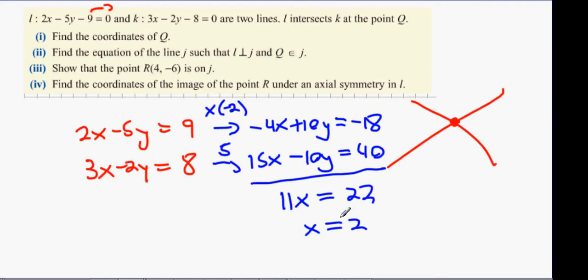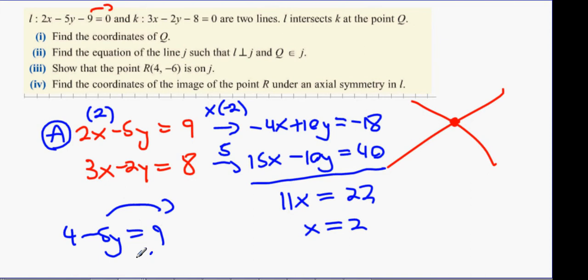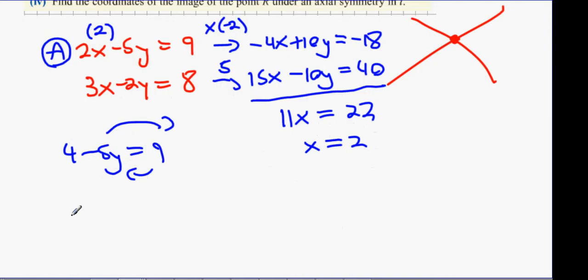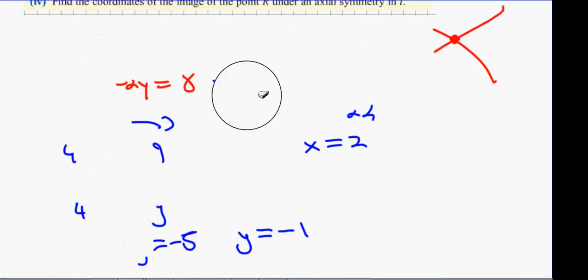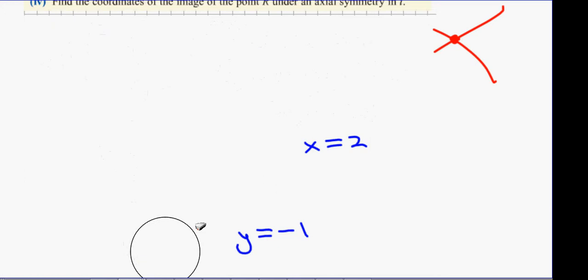Once I find the answer for x, I'm then going to sub it into equation A, where 2 times 2 is 4. 4 minus 5y therefore equals 9. Bring the 5y to the right and the 9 to the left, and I get 4 minus 9 equals 5y. 5y equals minus 5. Y therefore equals minus 1. The answer for that point is (2, minus 1). There's nothing else to be gained from the workings there. So that's (2, minus 1).